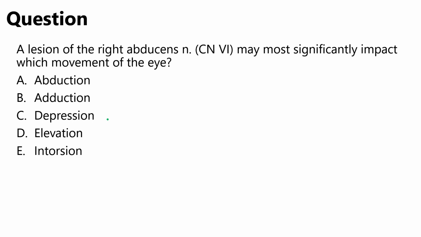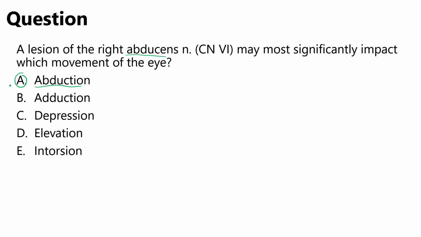So that leaves us to the assessment question of the video, which is, a lesion of the right abducens nerve, cranial nerve 6, may most significantly impact which movement of the eye? Is it abduction, adduction, depression, elevation, or intorsion? Well, you know that the abducens abducts, so that makes this a very easy question to answer.